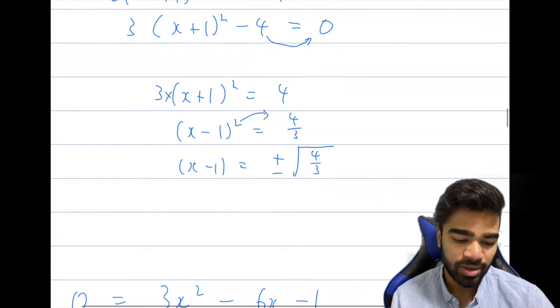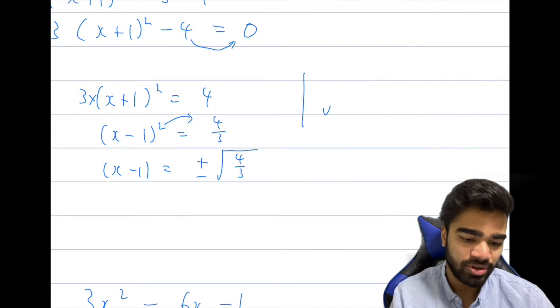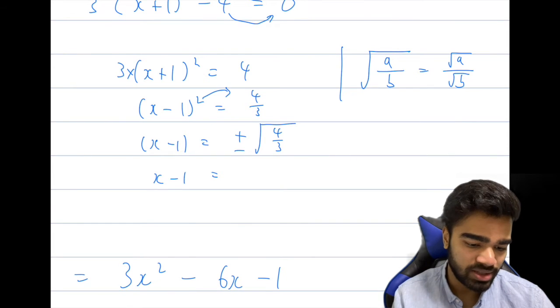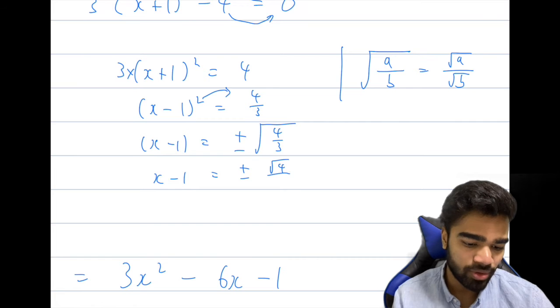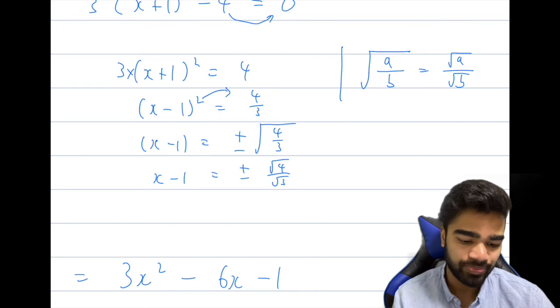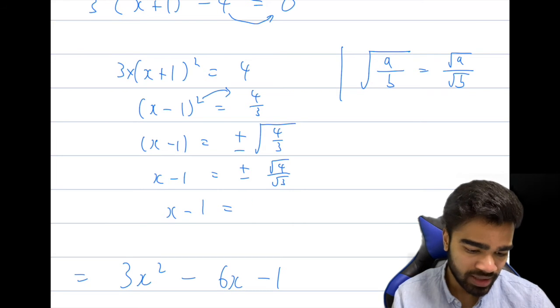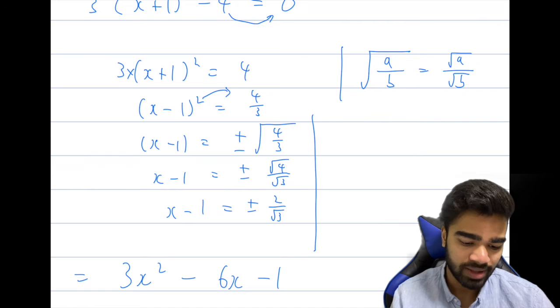Like so. Now you might be wondering, can I simplify that? And I'm going to say yes, you can a little bit. So remember, if you remember back from your surd laws, if I have the square root of a on b, I can write that as the square root of a over the square root of b. So I can write x minus 1 is equal to plus or minus, the plus or minus stays the same, square root of 4 over square root of 3, right? And we know the square root of 4 is just 2. So plus or minus 2 over square root of 3, like so.